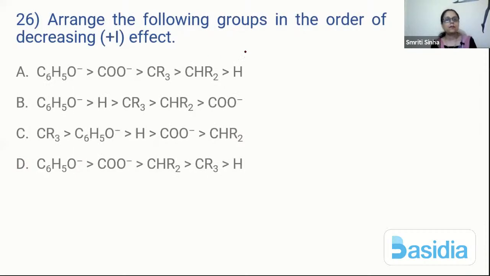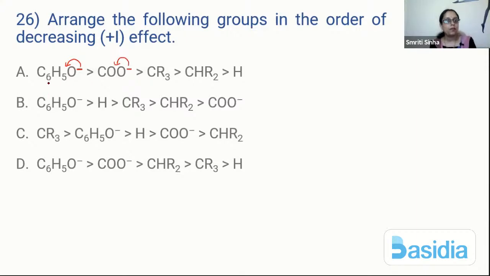Next, arrange the following groups in the order of decreasing plus I effect. So according to decreasing plus I effect, you need to arrange it. The more a group can donate electrons, the more will be the plus I effect. Remember, now you are talking about a negative charge, not a positive one. So this negative charge shows a plus I effect by donating electrons.